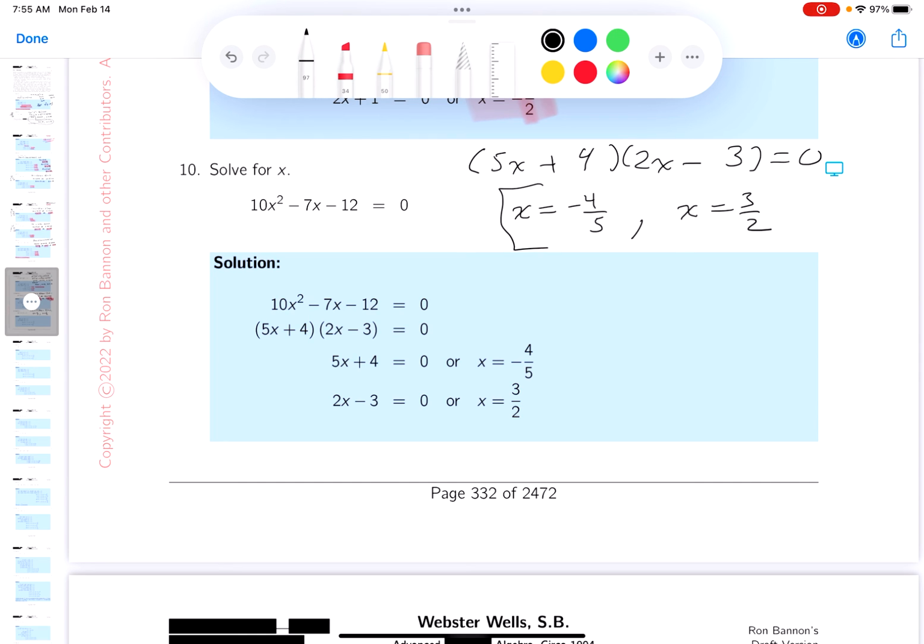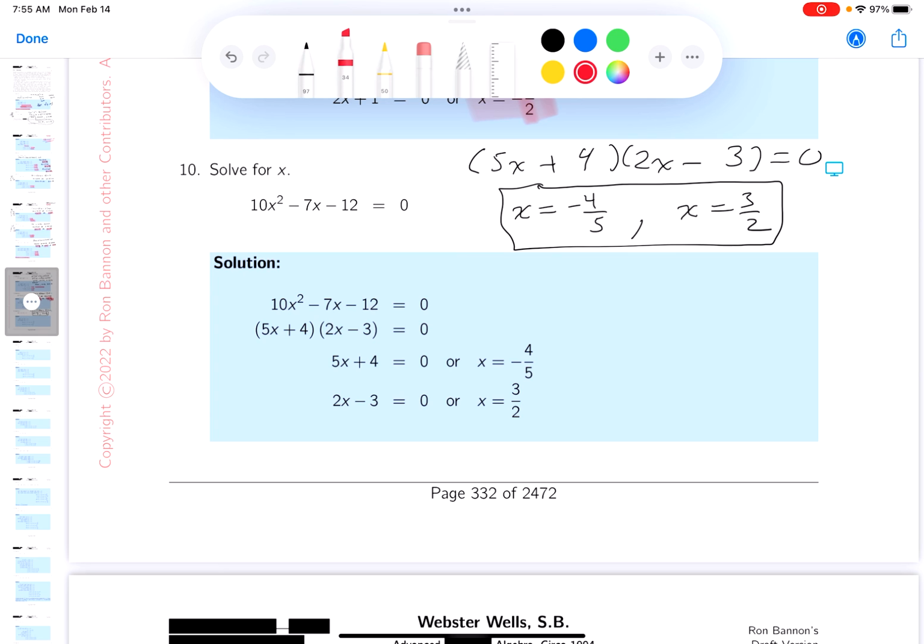So I want to point out what we're doing over here. We're shortening up a little tiny bit. We are factoring still. We got the factors, right? The first factor is 5x plus 4. The second factor is 2x minus 3, and it equals 0. So we're using the zero product rule. I just set the factors equal to 0, and I'm getting those two numbers.